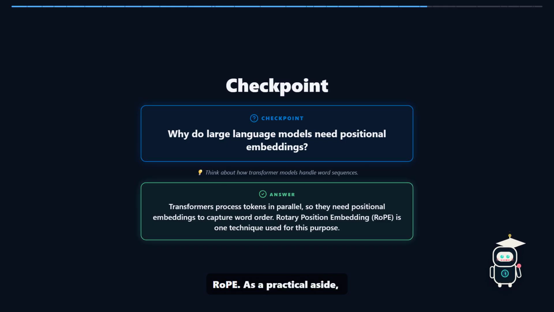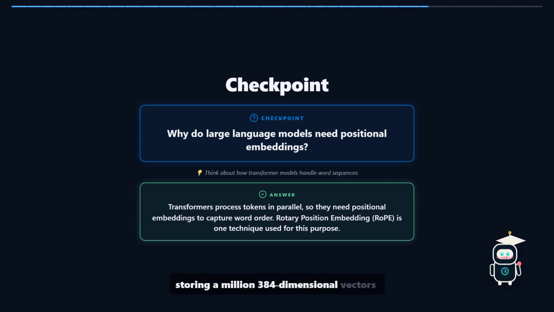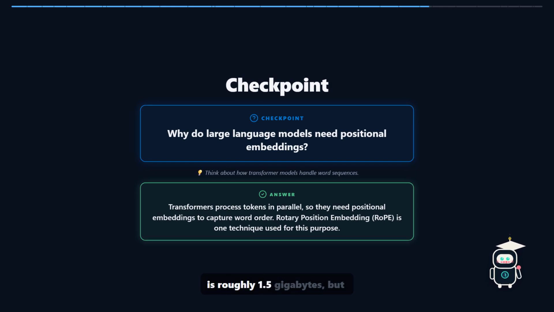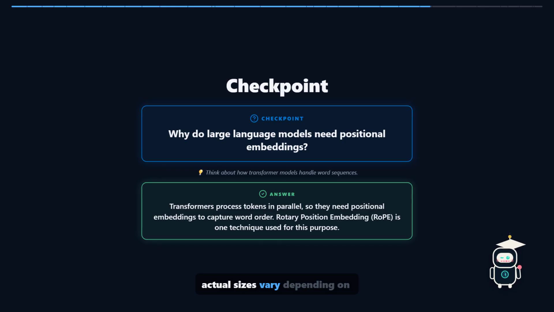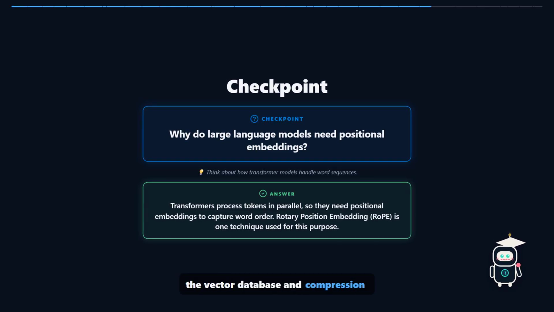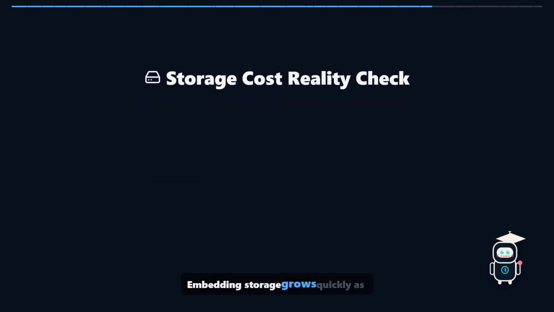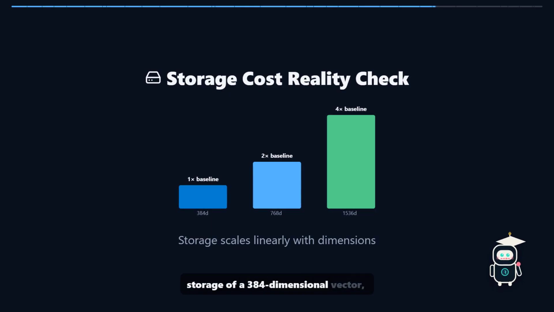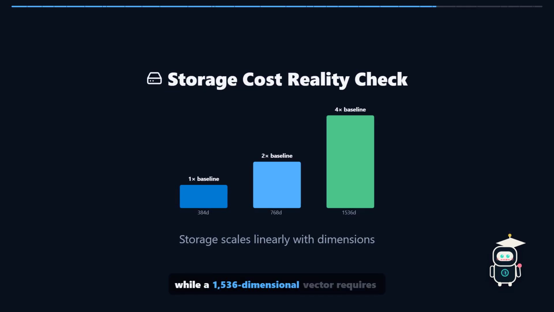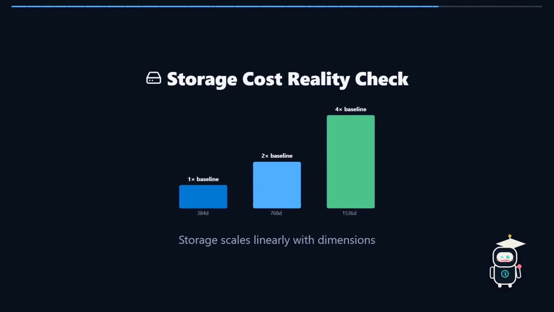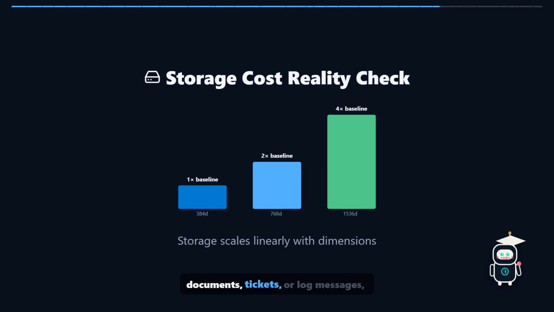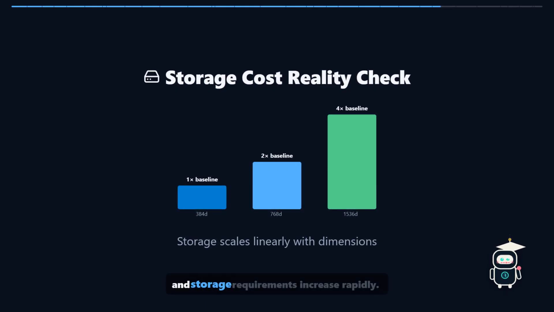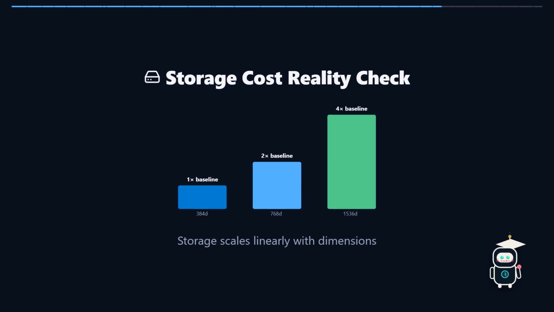As a practical aside, storing 1,384-dimensional vectors is roughly 1.5 gigabytes, but actual sizes vary depending on the vector database and compression choices. Embedding storage grows quickly as your dataset expands. A 768-dimensional vector requires roughly twice the storage of a 384-dimensional vector, while a 1,536-dimensional vector requires about 4 times as much. Multiply that by millions of documents, tickets, or log messages, and storage requirements increase rapidly.